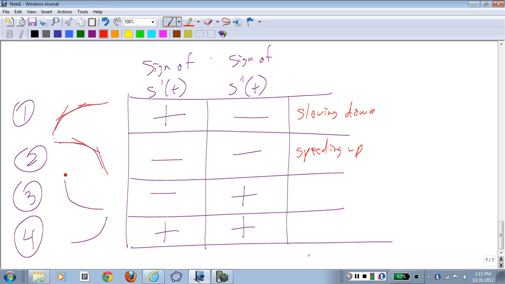All right. Kind of steep. Not as steep. Not very steep. Slowing down. And one more. Not very steep. Steeper. Really steep. Speeding up.